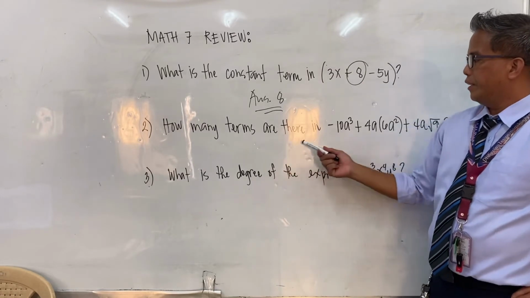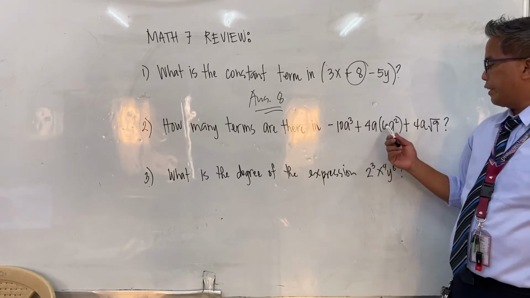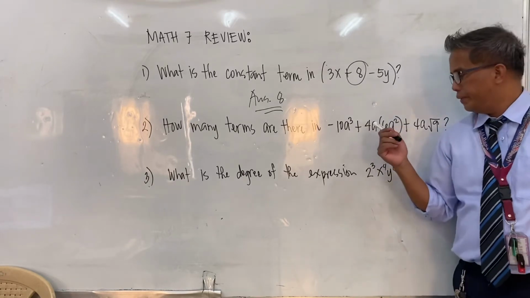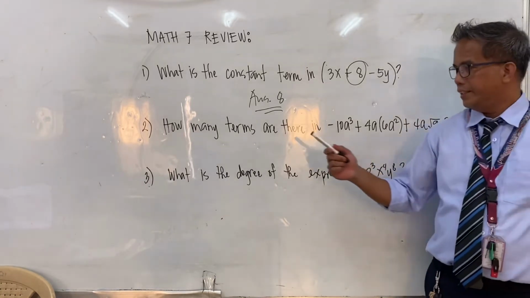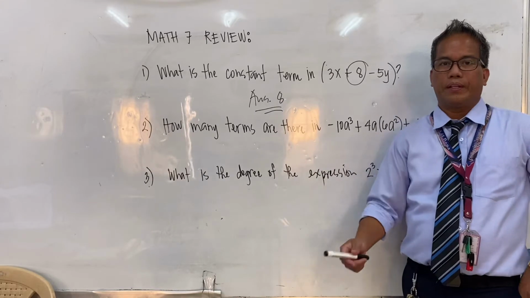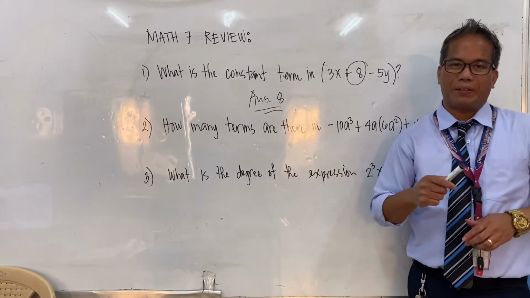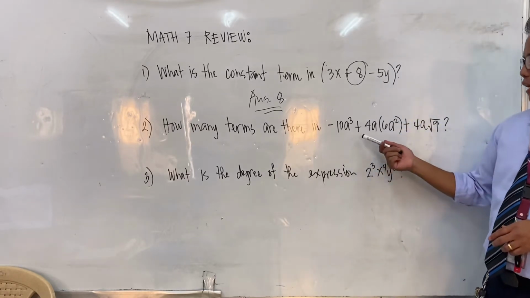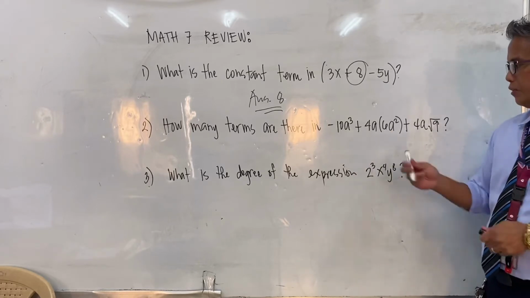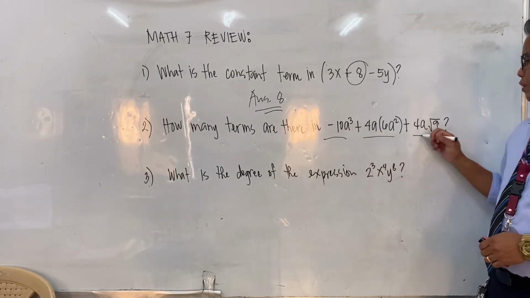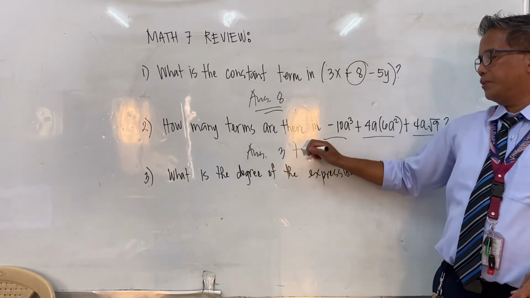How many terms are there in negative 10a cubed plus 4a times 6a squared plus 4a square root of 9? The question is how many terms? As I said, terms are separated by plus and minus sign. So in this case, the operation is addition. We have here, then another here. So just count: 1, 2, 3. So the answer here is there are 3 terms.